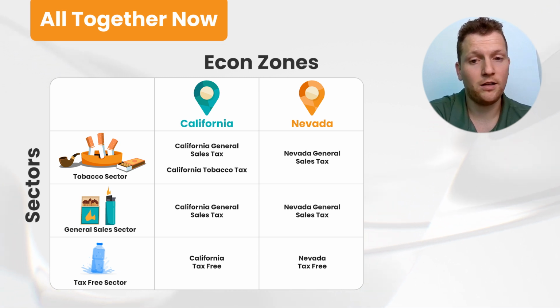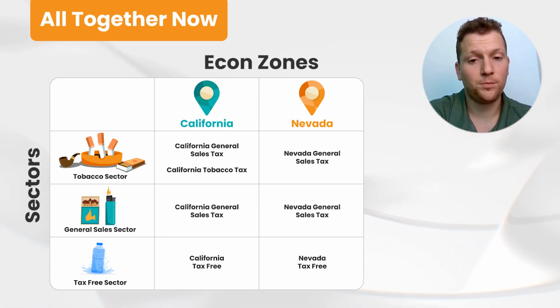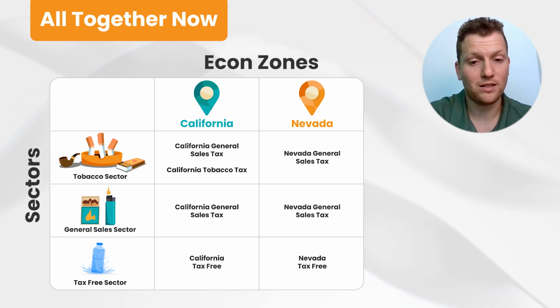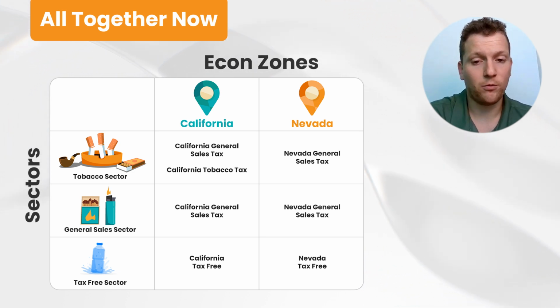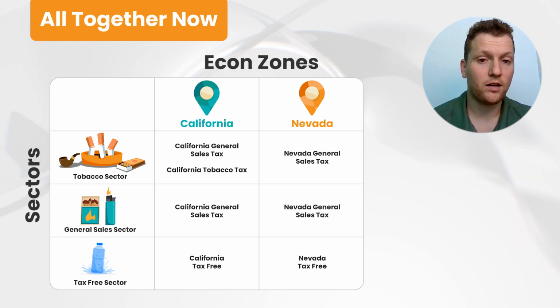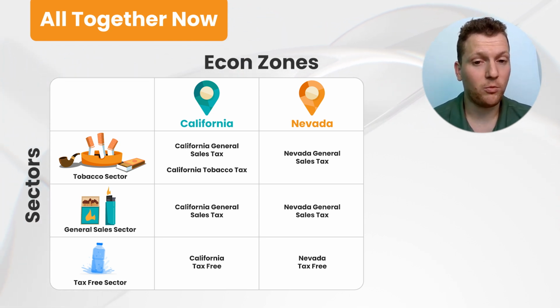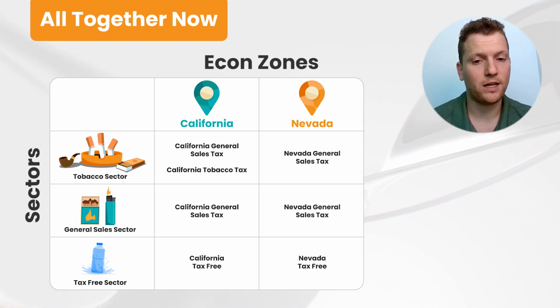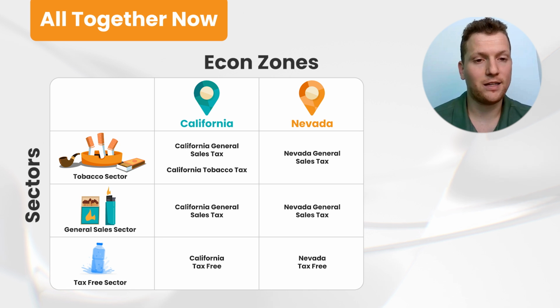If we were to purchase a lighter that has the general sales sector, we would have the California general sales tax applied in a California store and a Nevada general sales tax applied in the Nevada store. These individual taxes may be a different percentage depending on the different percent sales tax in those states. Of course, we have water, which is attached to the tax-free sector. And while we do sell these in different econ zones, and while it should be 0% across the board, because of how the system's configured, we do need to create an individual tax for each econ zone. So we're going to have our California tax-free tax and our Nevada tax-free tax as well.